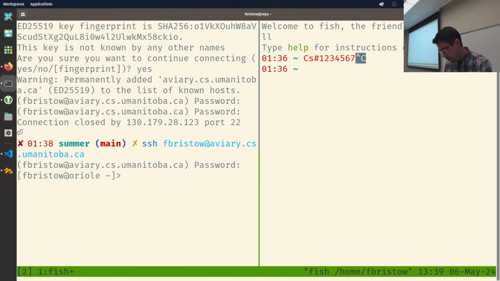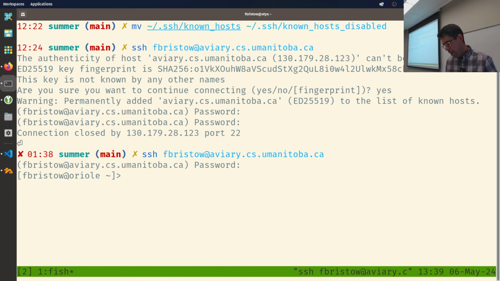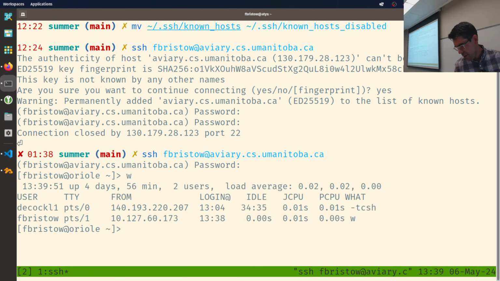So I'm going to close this pane. I'm connected to Aviary right now. I'm connected to Oriole. You might be connected to a different bird. There might be other bird names that you're connected to. If I type W here, there's at least one other person logged in. I'm going to start by using a text editor on the command line called VI or Vim, and I'm going to use that to start editing a C program.